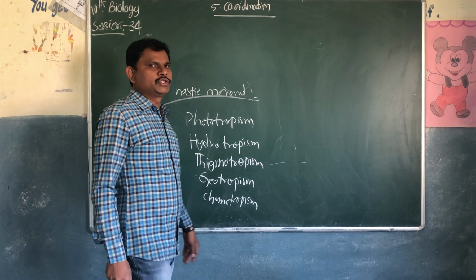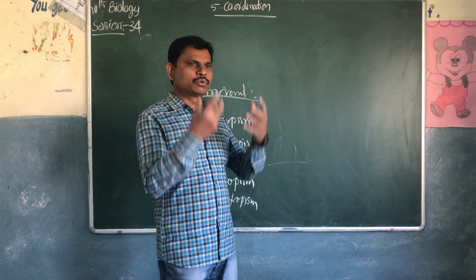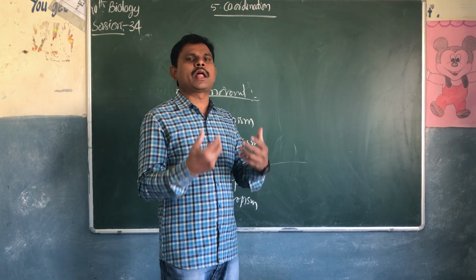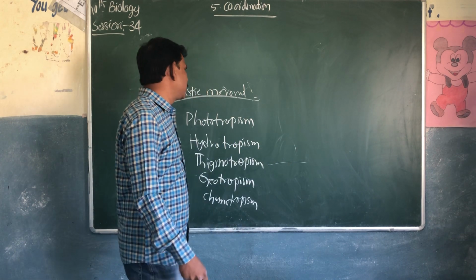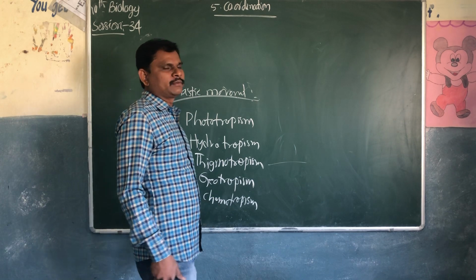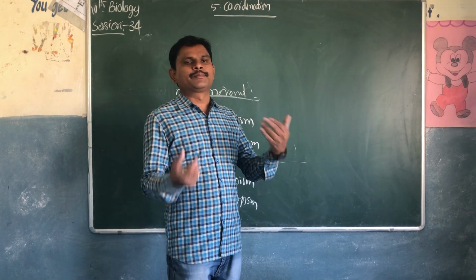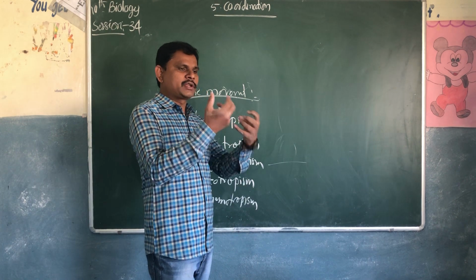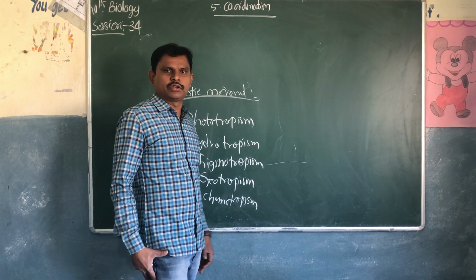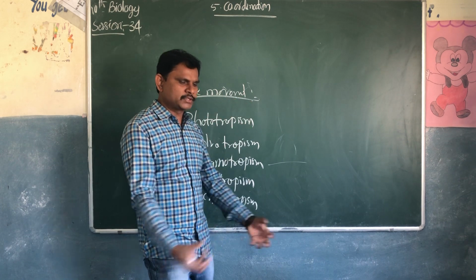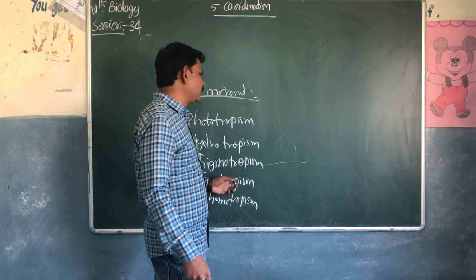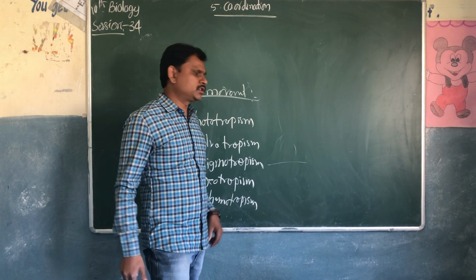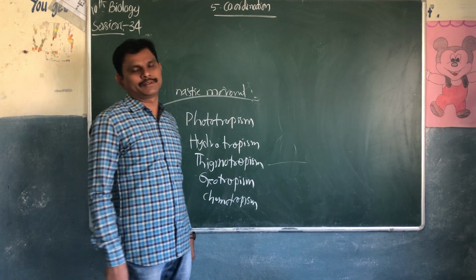Next one is geotropism. Plant roots always grow toward the gravitational force. Such type of plants are called geotropic. Almost all plants have geotropism. Geo is nothing but earth. Earth has a gravitational force. Plant roots always grow toward the gravitational force. The last one is chemotropism.